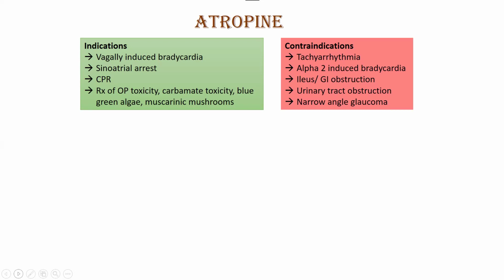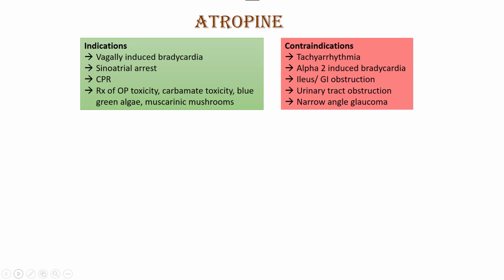Next contraindication is alpha 2 agonist induced bradycardia. So we know atropine is used to deal with the bradycardia in the patient, but that bradycardia should be vagally induced. It should not be that bradycardia that is induced by injecting any alpha 2 agonist like xylazine, medetomidine, dexmedetomidine. So in the bradycardia that is caused by an alpha 2 agonist, don't try to deal with that bradycardia with atropine. Rather, it is contraindicated because it will be fatal for the animal. We will see that a bit later too.